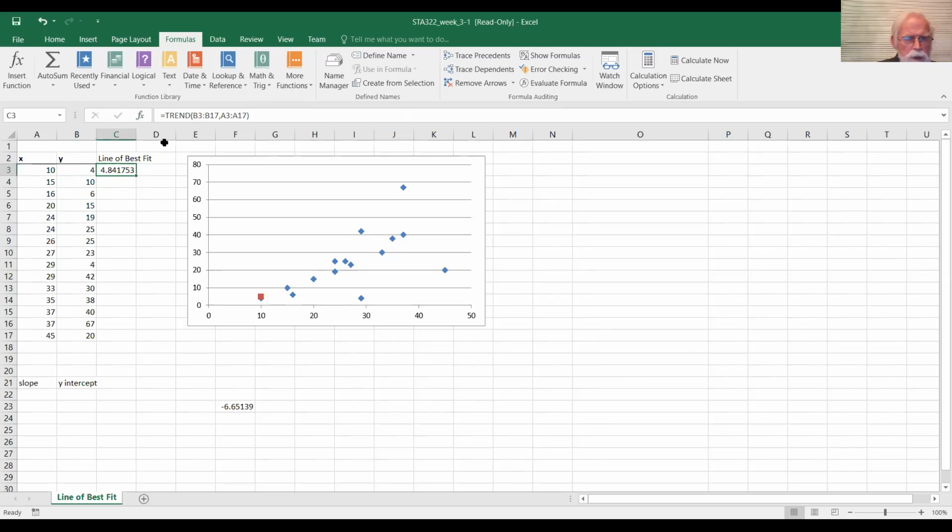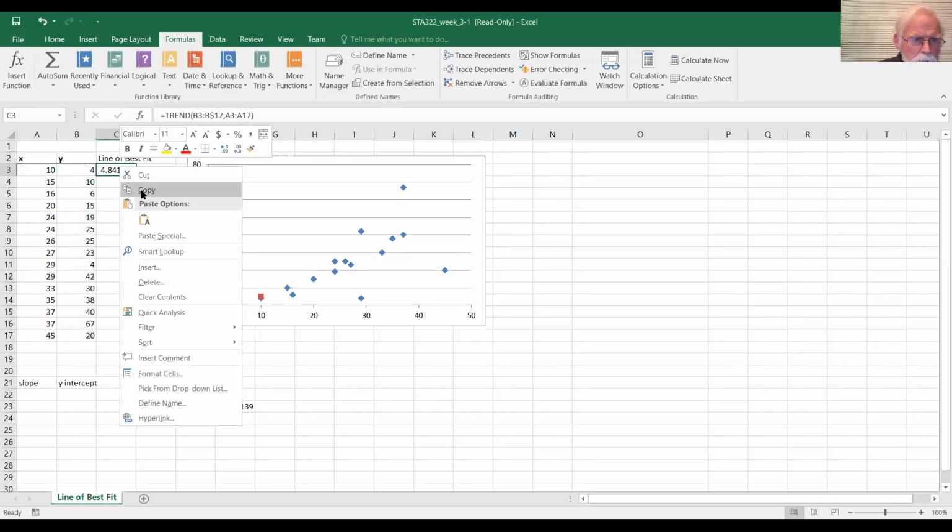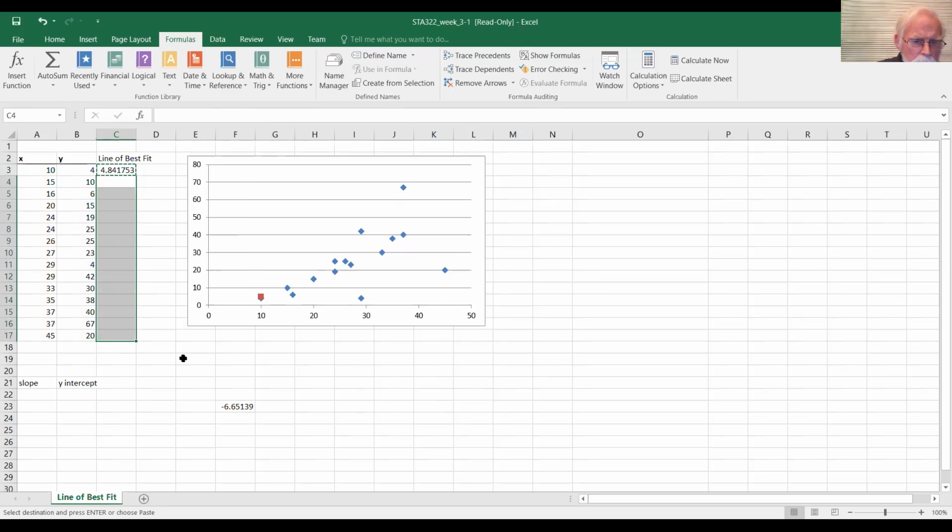Now, what we need to do is come up here and actually tell it to go from the Y values of B to B, and we'll put a $ in here to tell it to fix that. Because what we want to do is copy and paste all the way down the line. And it didn't like that. It did this to me before.